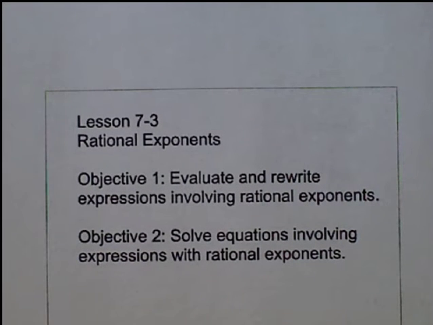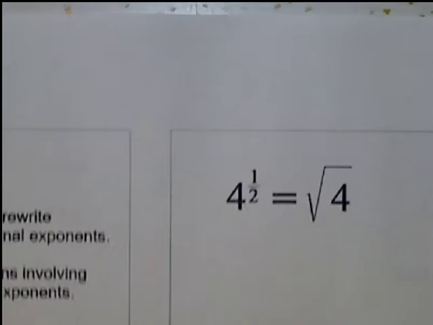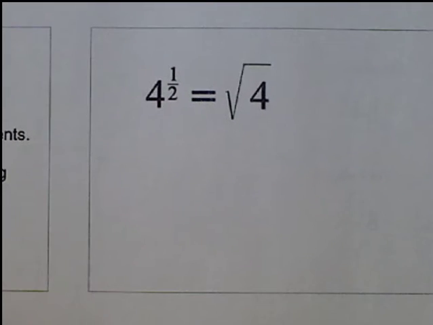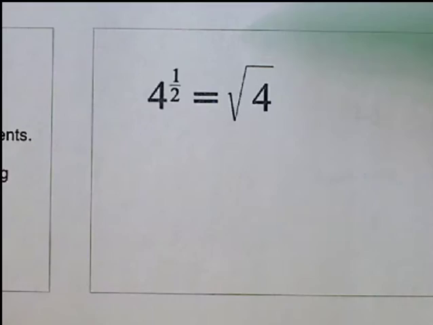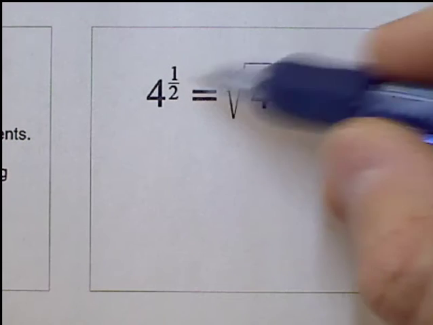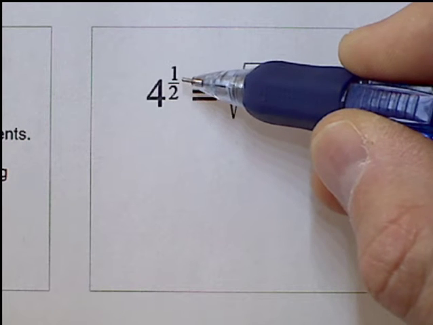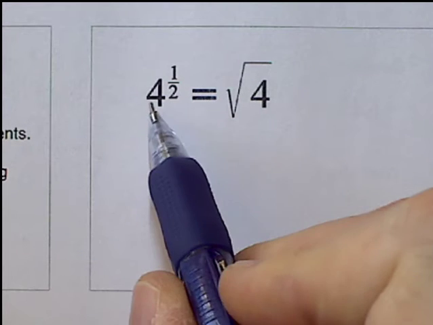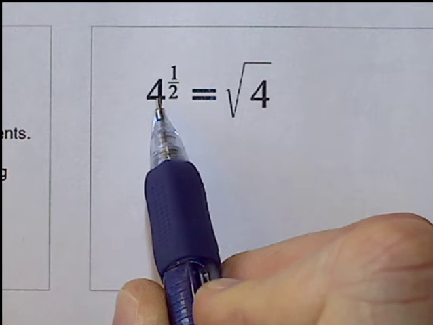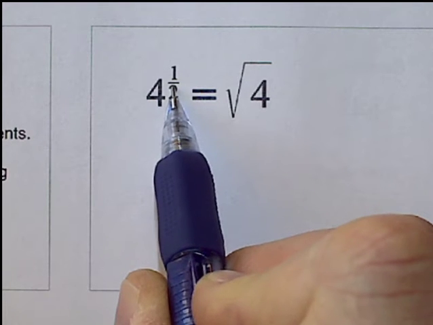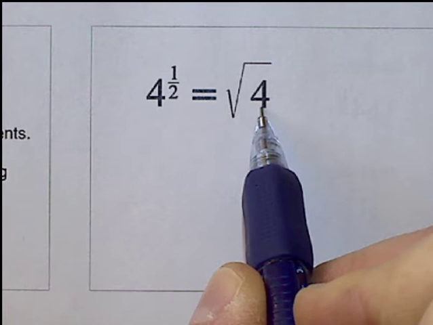So, rational exponents. We're going to start with this. 4 to the 1/2 power. That's what we mean by a rational exponent. A rational number is a number that looks like a ratio or a fraction, right? And so the first thing that we need to realize is that 4 to the 1/2 power is the same thing as the square root of 4. You guys are familiar with square roots, right? What does it mean to have a square root?